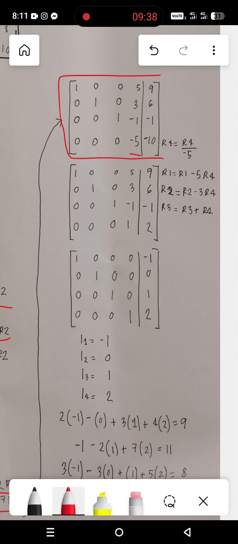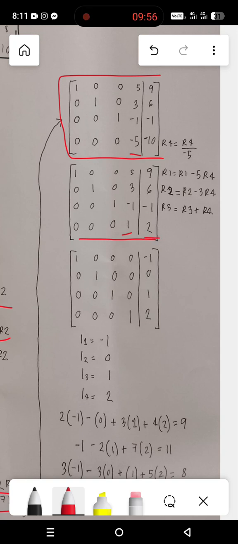And which is why we have here this one. 0 divided by negative 5 is 0. And negative 5 divided by negative 5 is 1. Negative 10 divided by negative 5 is 2.